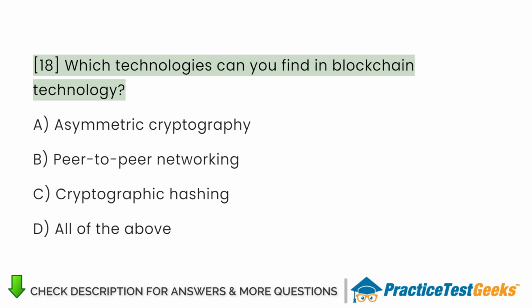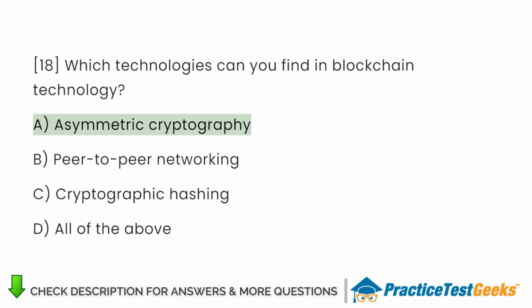Which technologies can you find in blockchain technology? A. Asymmetric cryptography. B. Peer-to-peer networking. C. Cryptographic hashing. D. All of the above.